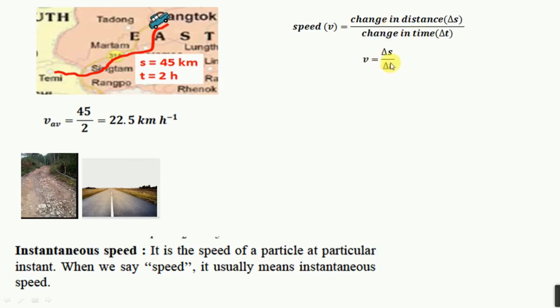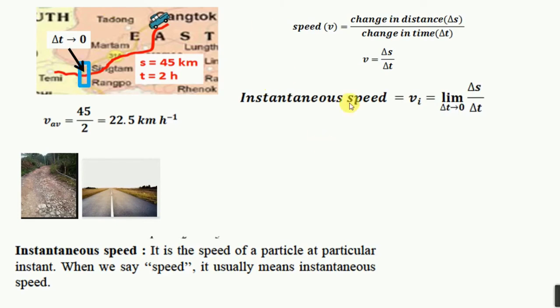And if you consider this time to be very small, suppose delta t is very near to 0, like 1 second, 2 second, that time distance covered will also be small, and that time you will get the speed of this car at this point. We are not taking the average, but we are taking the speed at a particular time, that means in a certain place. So to get the instantaneous speed, we have to take the limit of this time. So we have to make time very small.